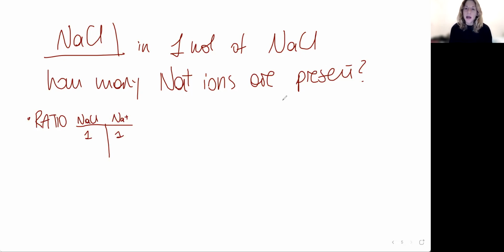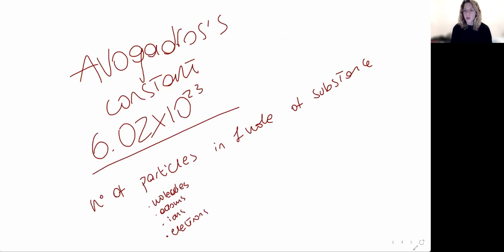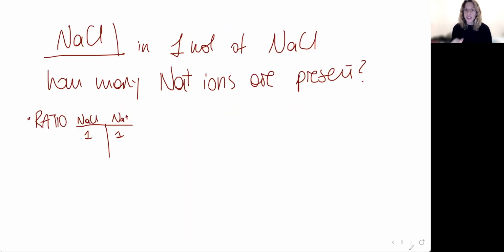So how many sodium ions are present? This magic number, because it is 1 mole. So in 1 mole of sodium chloride, you have a 6.02 times 10 to the 23 number of Na plus ions. Okay.